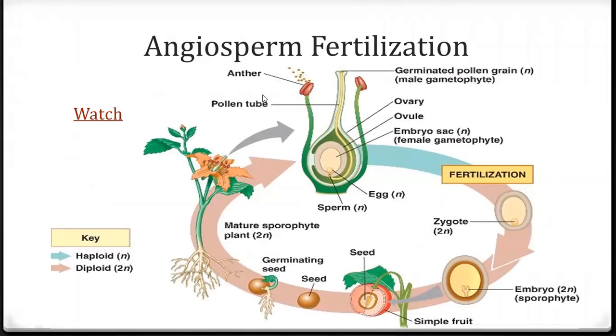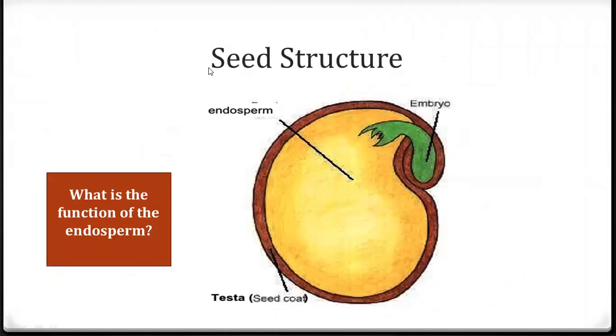So the anther releases pollen, it lands on the sticky center, the stigma, two sperm travel down, one fuses with the egg and one fuses with the polar bodies to make the endosperm. And then you get a fertilized zygote, and then it makes an embryo, turns into a seed, and then the seed germinates, and then the cycle continues.